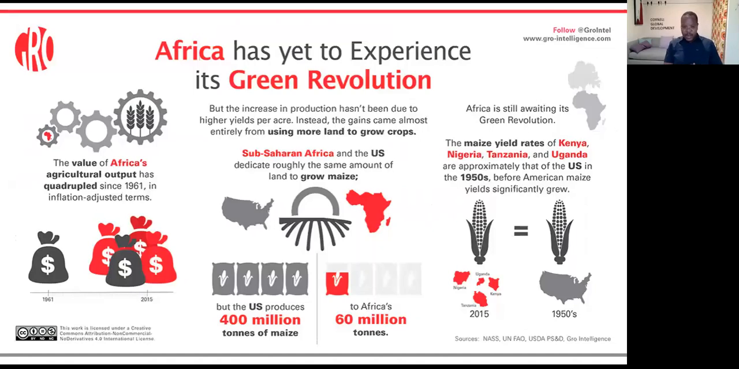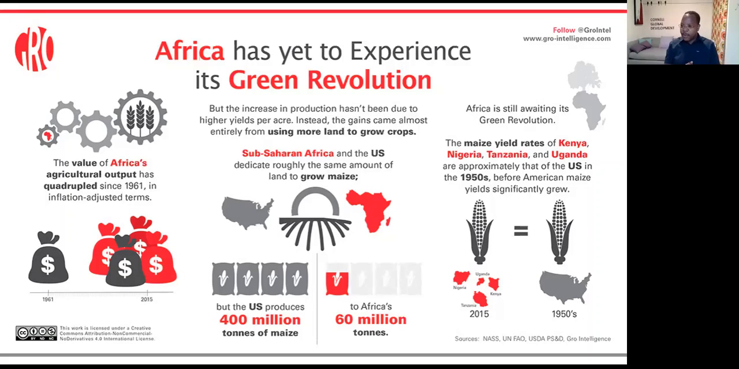Put differently, Africa is yet to experience a green revolution. You have heard this term, and it comes with many connotations for different people, sometimes even negative ones. But what we can establish as fact is that Africa is producing about 4 times the quantity of key cereals that it did in the 1960s. But almost all of that has come from converting more and more land into agriculture.